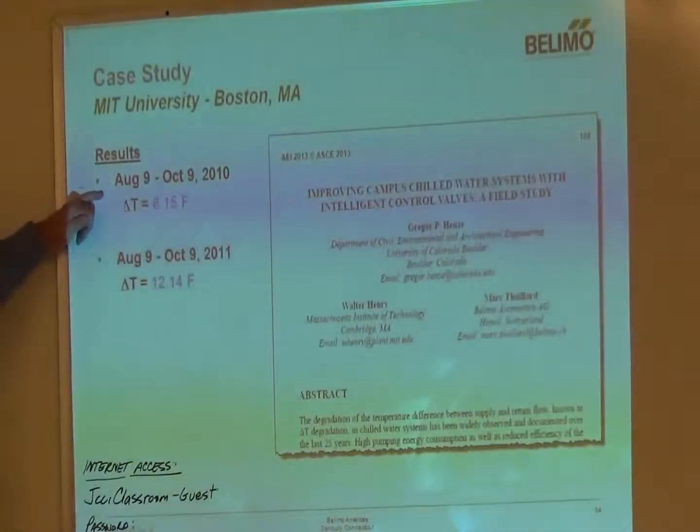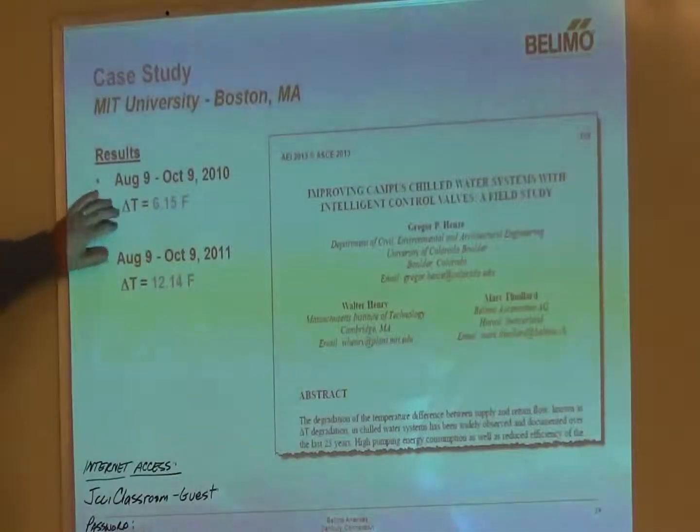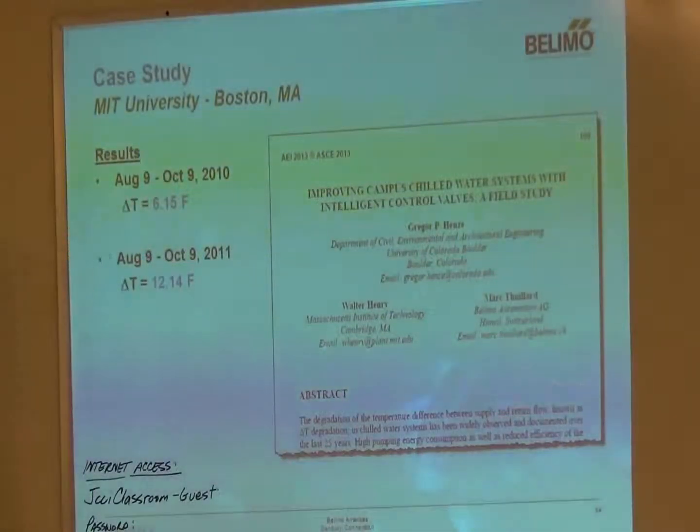So, August 9th to October 9th of 2010, you can see that was their original 6.15 delta T. After the renovation and installation of the energy valves on those 6 air handling units, delta T was up to 12.14 degrees. So we only replaced one coil because it was broken before we went in. So you can see how oversized the coils were. If we could get the 12-degree delta T out of the coil that was originally designed for 6. That was 50 years old, 40 years old.